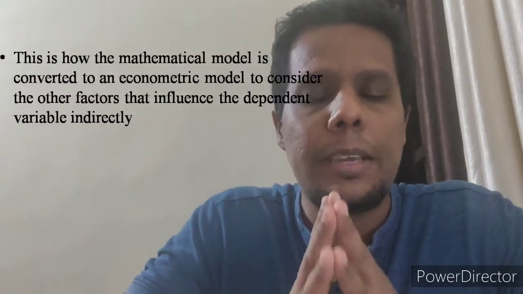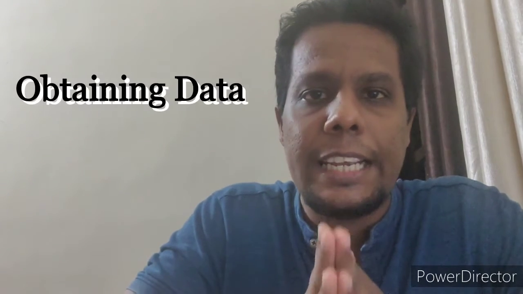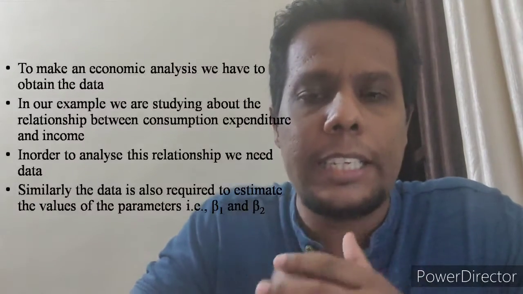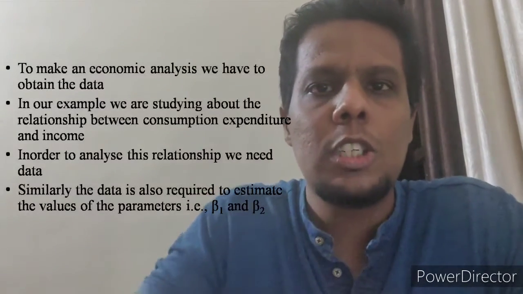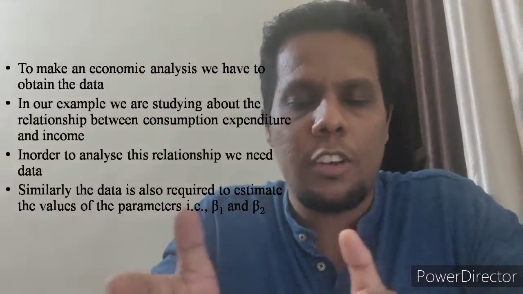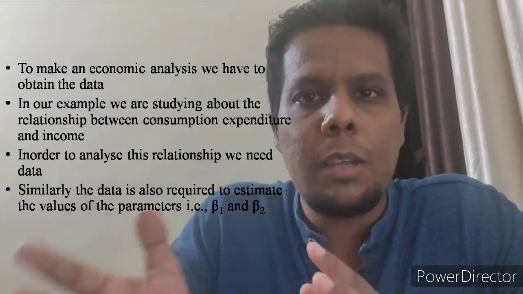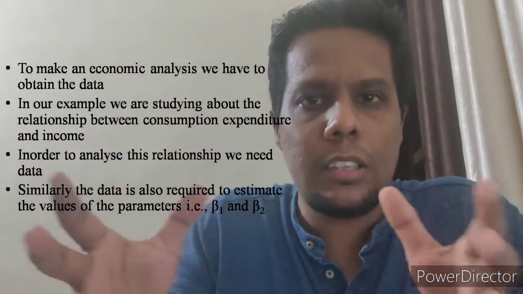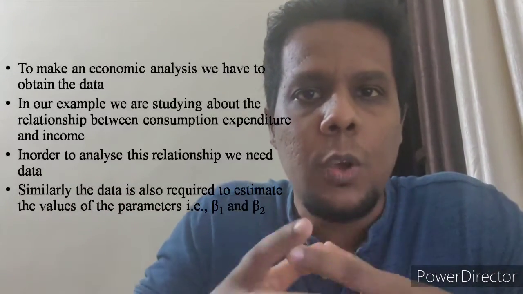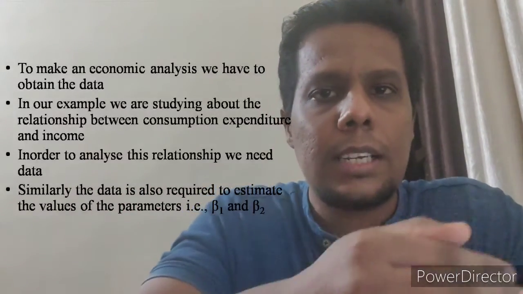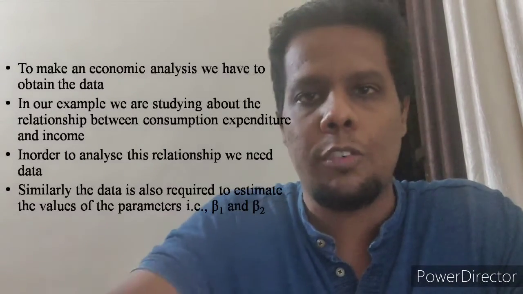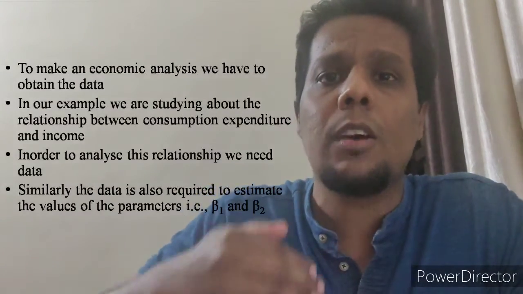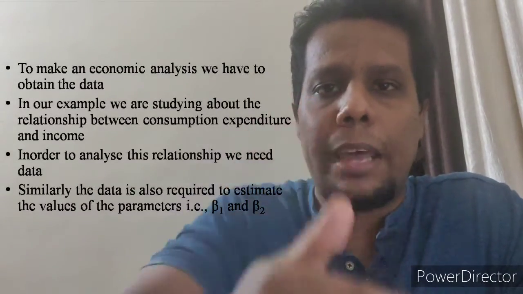Now, the fourth step in the methodology is obtaining data. In order to make an economic analysis, we need economic data. For example, in order to analyze the theory of consumption, the variables are consumption expenditure and income. So in order to analyze the relationship between these two variables, we need data relating to personal consumption expenditure as well as income for different years, so that we can establish a relationship between the two, and we will also be able to find out the parameters.